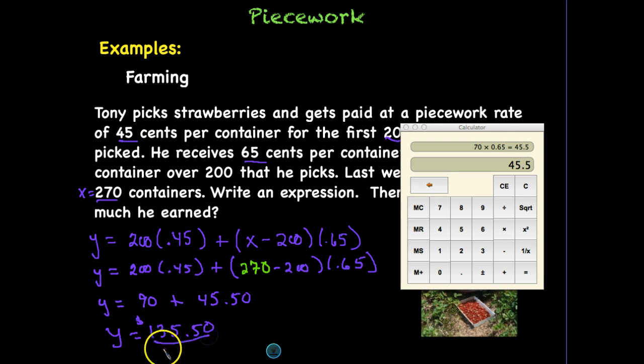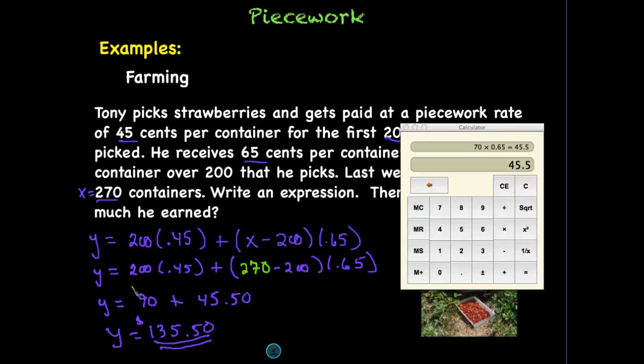So again, this expression only works if we assume that he picks more than 200. If he only picked 50, then this wouldn't make sense. We would have a negative number. So we have other ways to create formulas that account for any amount that you pick or that you produce, and those again are called piecewise functions, and it's really a combination of multiple expressions, and we'll explore that with Social Security and Medicare next week.